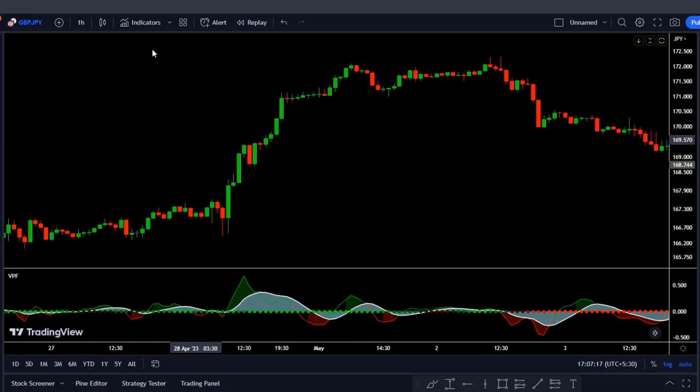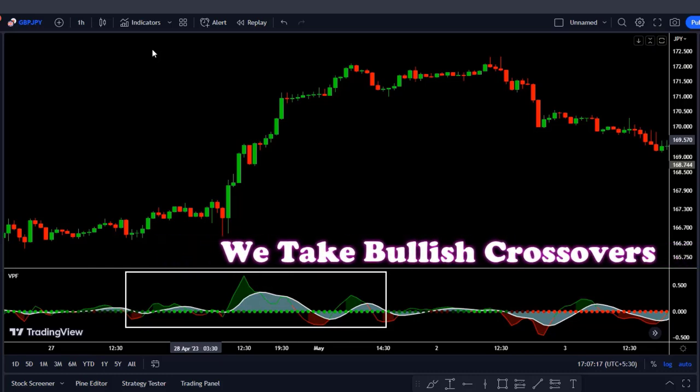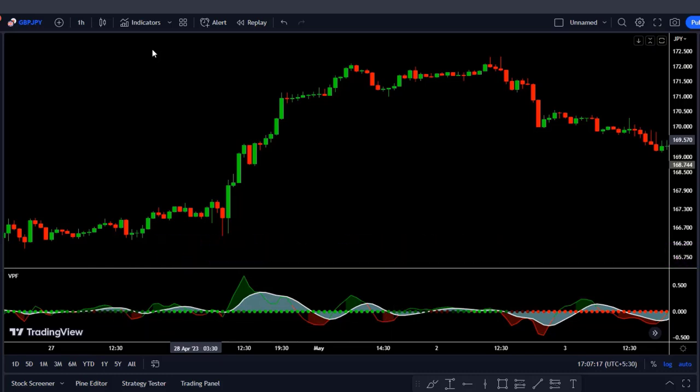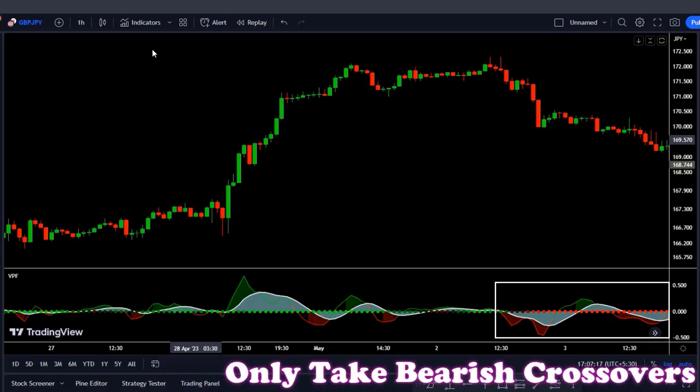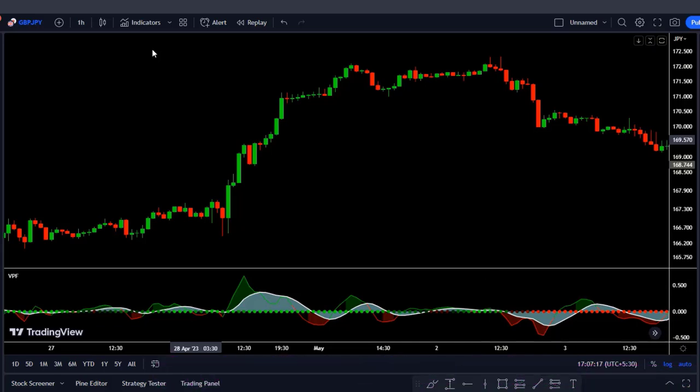As I explained earlier, these small dots help us with the current direction of the market, so they can help us to filter the false signals, to some degree. The method is like this: when the dots are green, we take bullish crossovers. In this situation, we don't take bearish crossovers. And on the other hand, when the dots are red, we only take bearish crossovers. And in this situation, we don't take bullish crossovers.